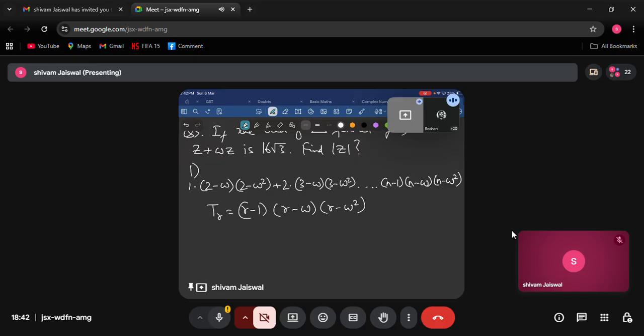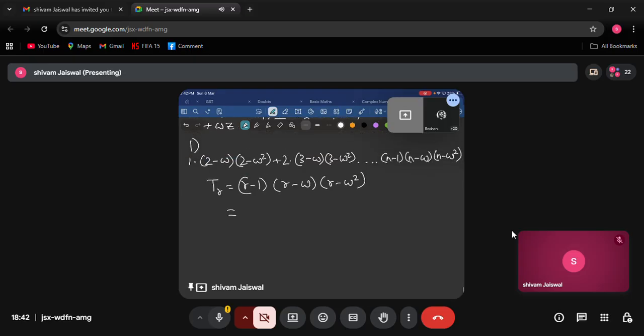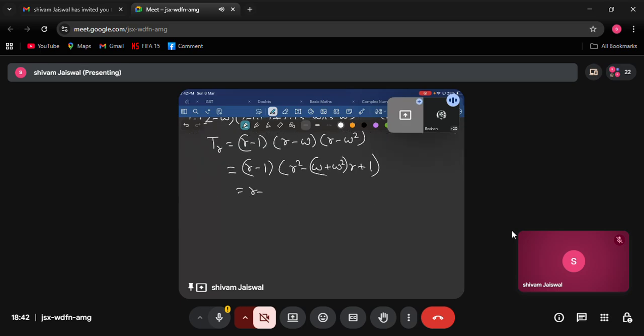TR is equal to R minus 1 into R minus omega into R minus omega square. Okay, let us simplify. This will be equal to R minus 1 into R square minus omega plus omega square into R plus 1. Omega plus omega square is equal to minus 1. So this will become R minus 1 into R square plus R plus 1, which is equal to R cube minus 1. Tell me, are you getting? So this is the Rth term, TR is equal to R cube minus 1.